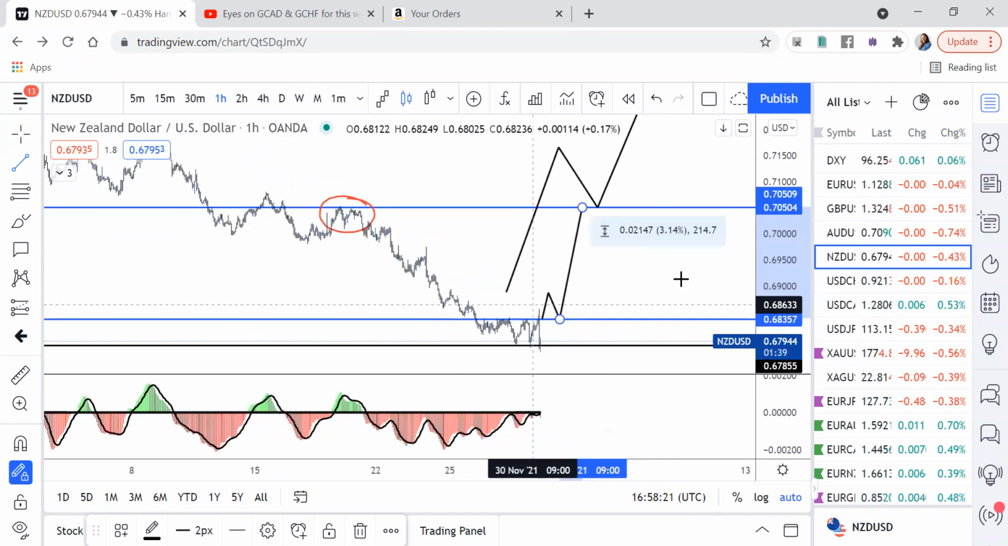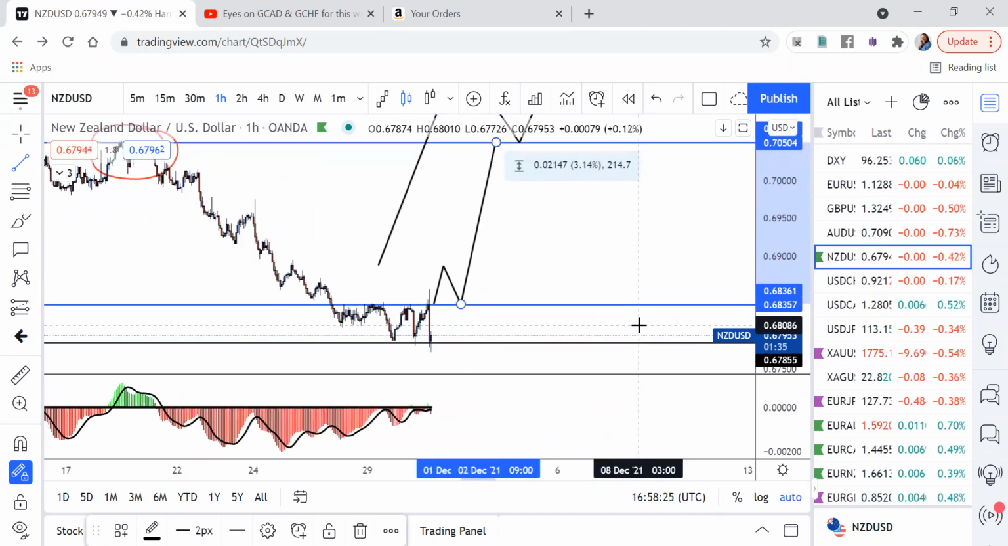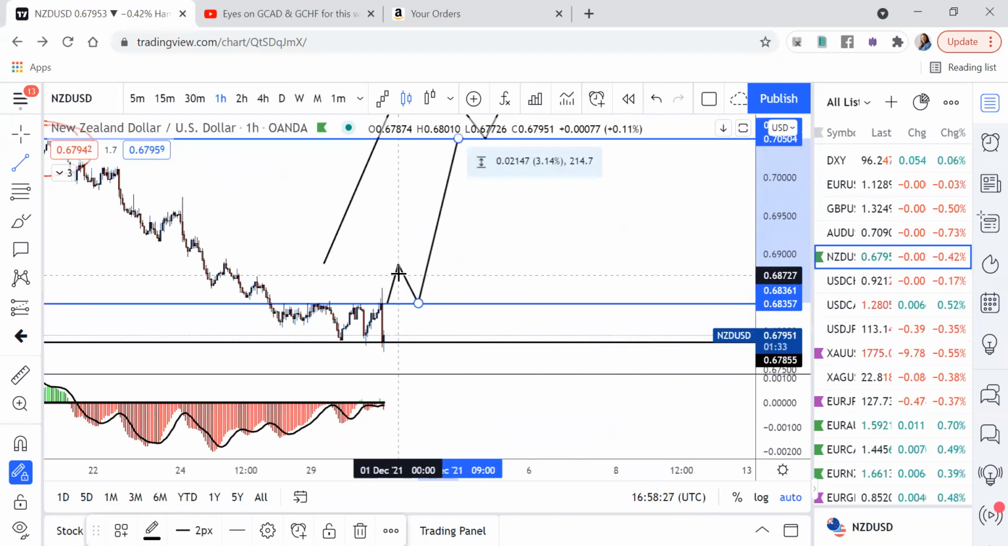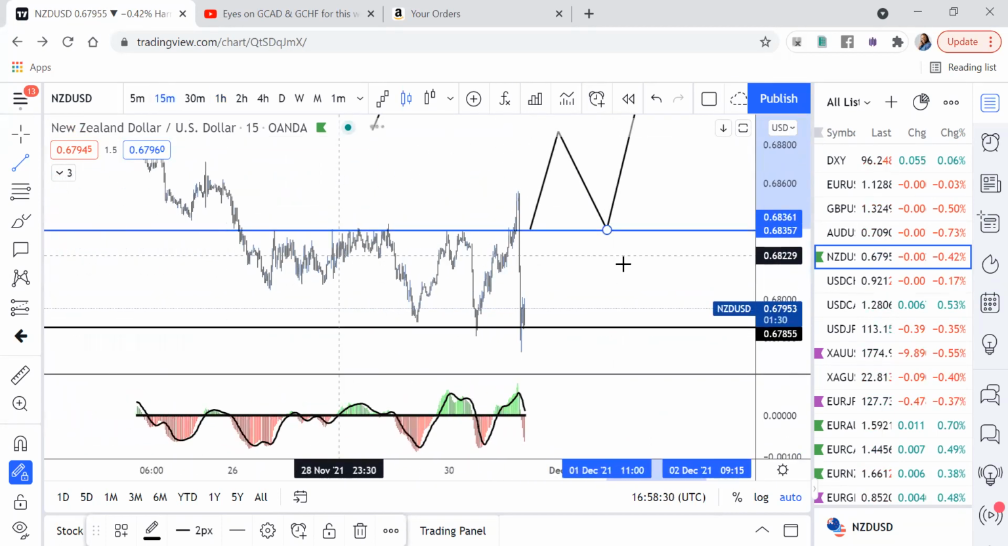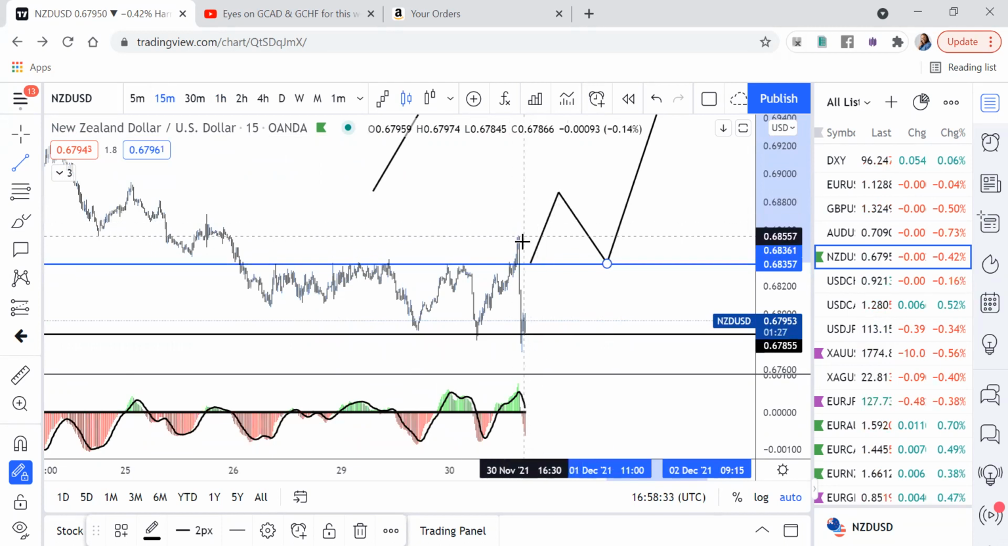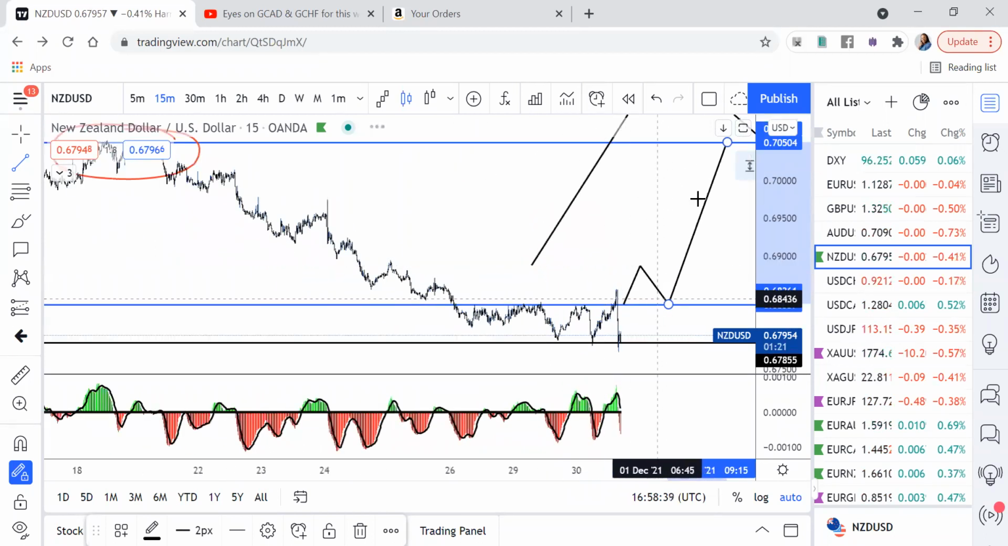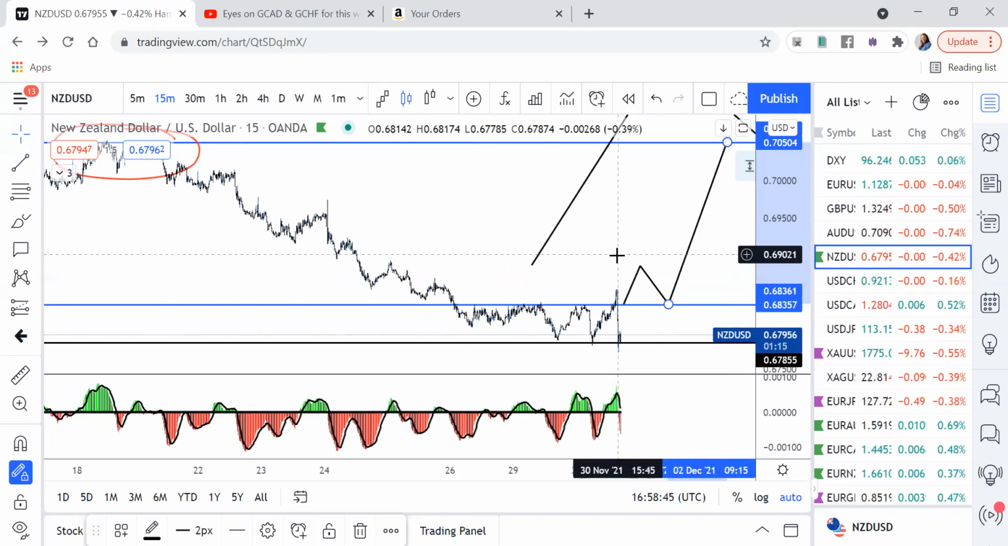So that's a potential trade idea. You guys could keep your eyes on that to see what happens. If you get price breaking the 15-minute structure, a strong breakout and not a weak one, and then we get a retest, then you guys can enter NZDUSD for the buy. And you could look to take NZDUSD back up to the 1 hour structure.